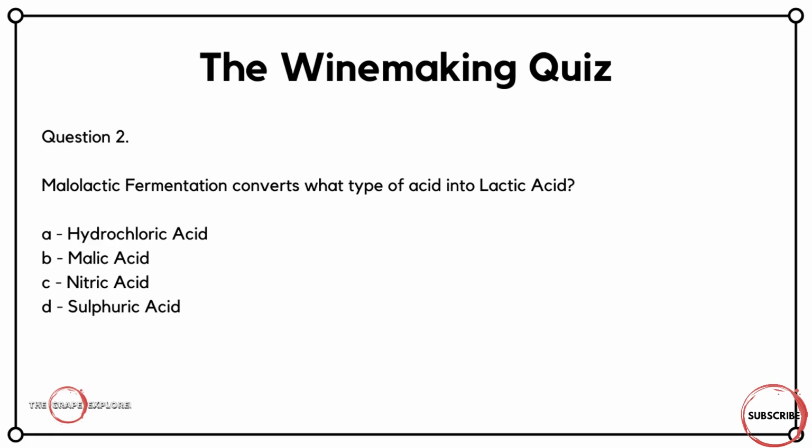Okay, now we're going to move on to question 2, which is all about quite a scientific process that takes place for certain wines and the way that they are made. Question 2, malolactic fermentation converts what type of acid into lactic acid? Is it A, hydrochloric acid, B, malic acid, C, nitric acid, or D, sulfuric acid?